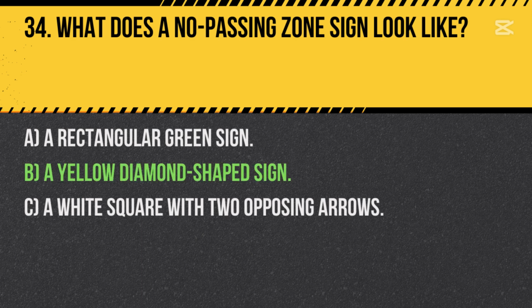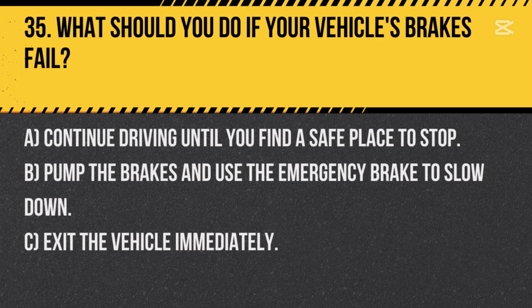Answer: B. A yellow diamond-shaped sign. No passing zone signs are typically yellow diamonds with black symbols indicating that passing is not allowed. Question 35. What should you do if your vehicle's brakes fail? A. Continue driving until you find a safe place to stop. B. Pump the brakes and use the emergency brake to slow down. C. Exit the vehicle immediately.